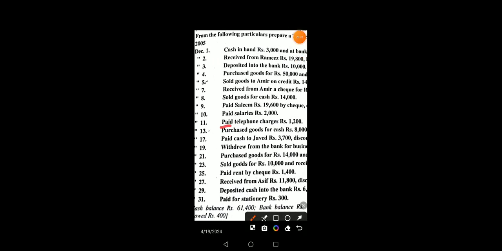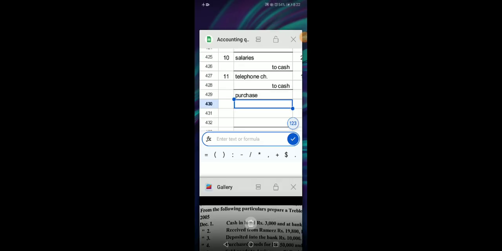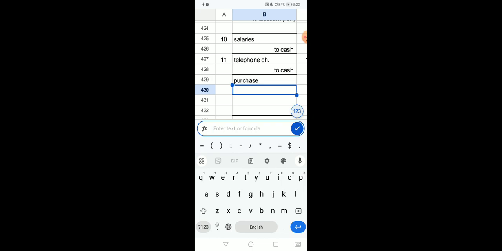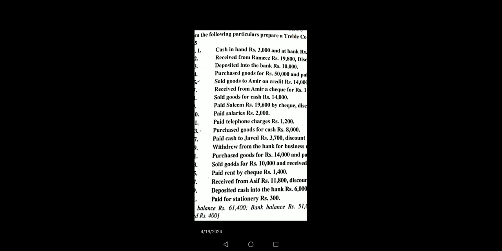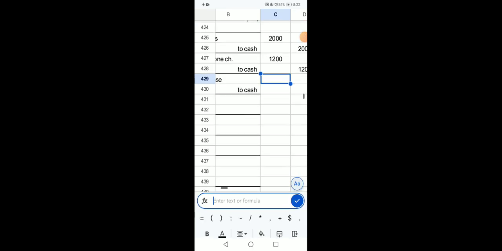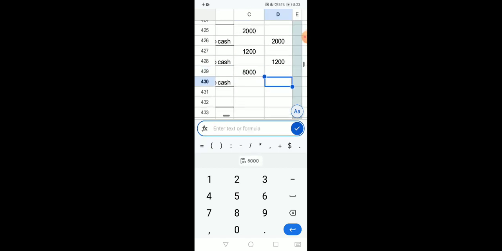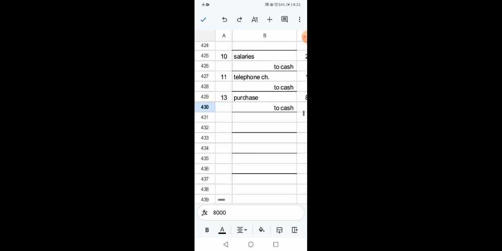And next we will see purchase goods for cash. When you are buying, obviously you will pay. It means your cash in hand will be decreased. Cash in hand is your asset. Ultimately asset is decreasing. Decrease in asset should be credited, so you will mention name of cash over here. What was the date? Date was 13, so you will mention date as 13 over here. How much amount for 13th entry? That was 8000, so you will write 8000 on debit side, and same amount you will post on credit side. This way entry number 13 has been completed.